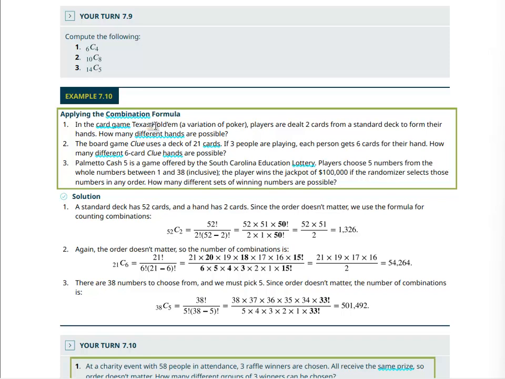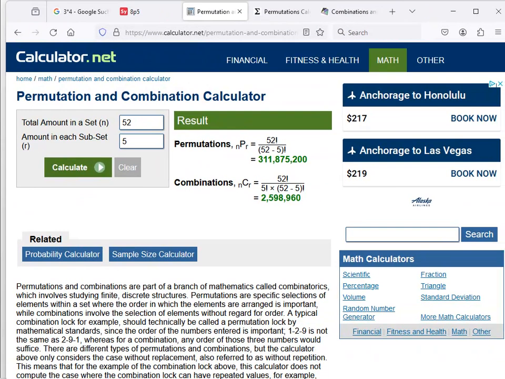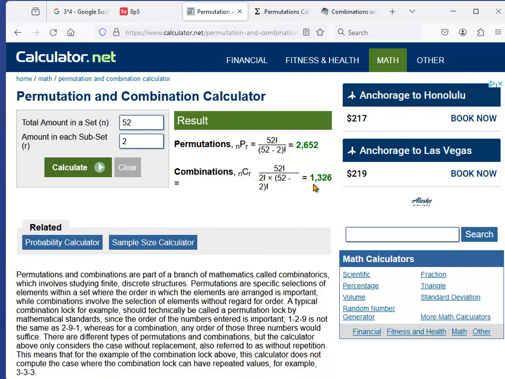So Texas Hold'em, 2 cards out of 52, right? The Clue deck, which is a board game, has 21 cards, and you take out 6 cards, so 21 and 6. And then the lottery, you take out 5 out of 38, and notice the results here. So I want to push this to the side so I can look at these myself. The first one was Texas Hold'em, 2 out of 52. That's if you check, 1,326 was the answer there.